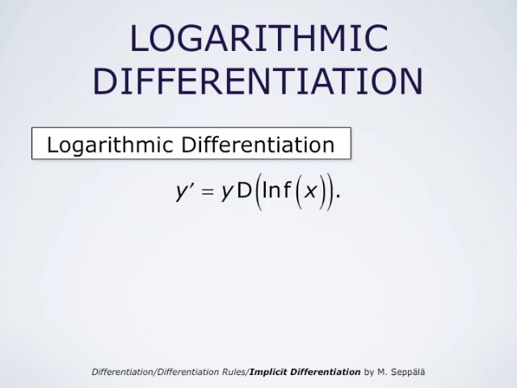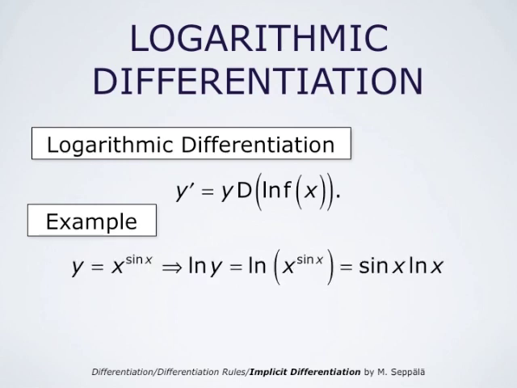This logarithmic differentiation rule, y prime equals y times the derivative of ln of f of x, applies to functions for which ln of f of x is easier to differentiate than the actual function itself directly. So we use this, for example, to differentiate the function y equals x to the power sine of x. This is clearly defined only if x is positive. If x is positive, then x to the power sine of x is always defined and a positive number.